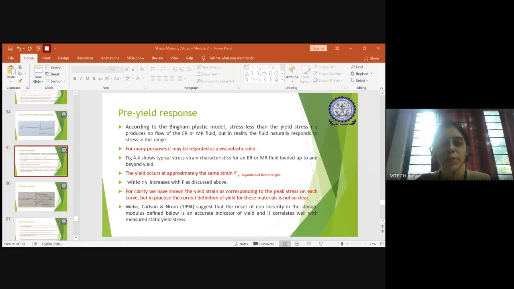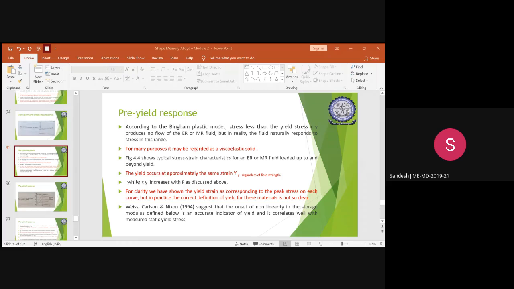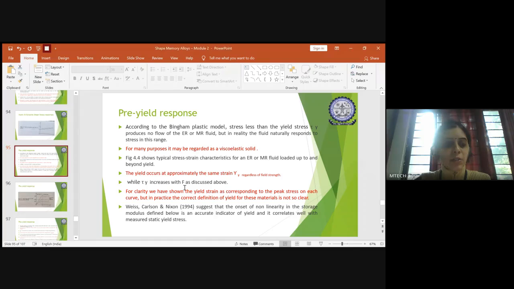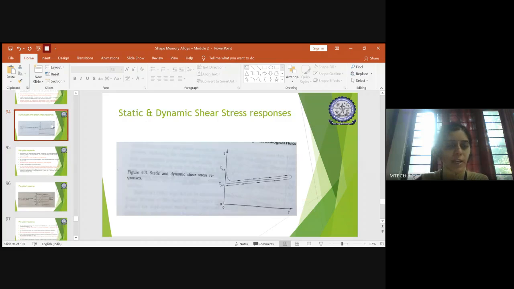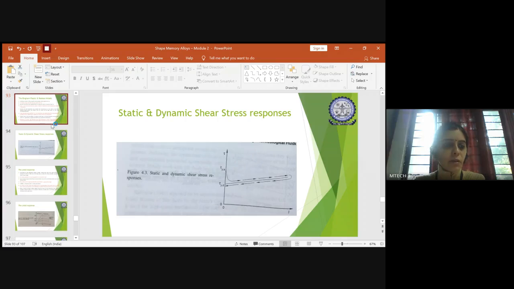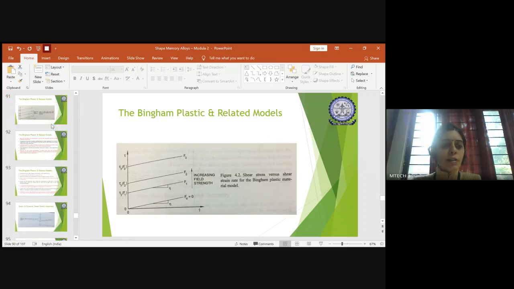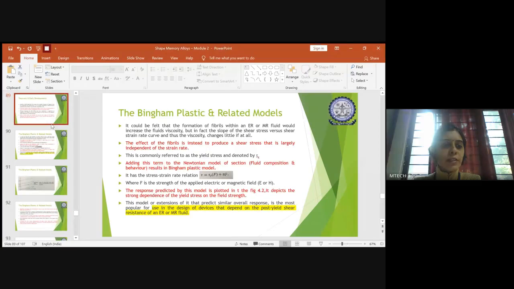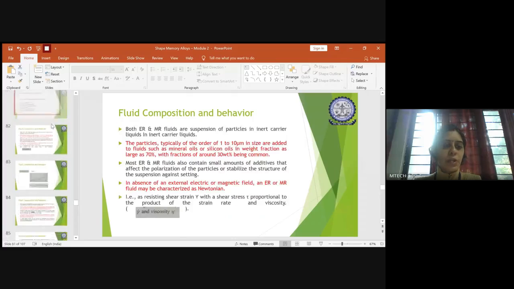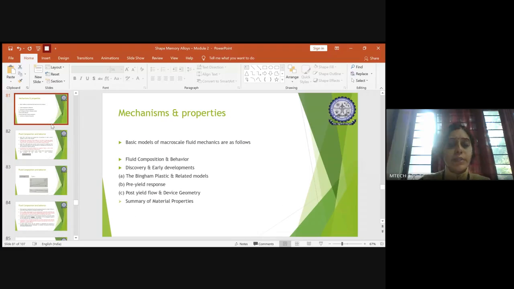Is the slide visible to you all? Yes, ma'am. Okay. So basically in the previous class we were dealing with some mathematical models related to Bingham plastic and related models. These are all the sections you have to understand under the mechanism and properties of shape memory ER fluids. So we started with the mechanism and properties of ER and MR fluids.